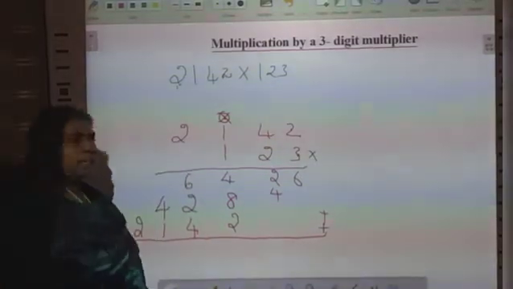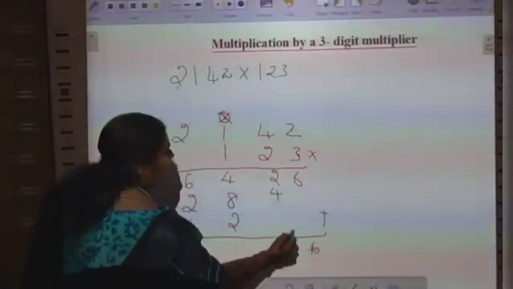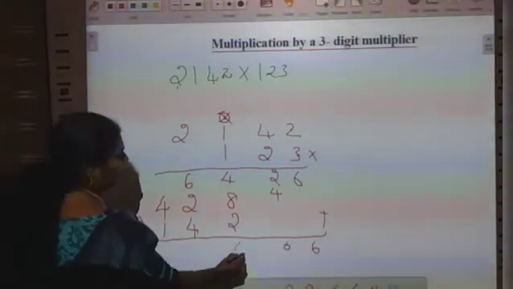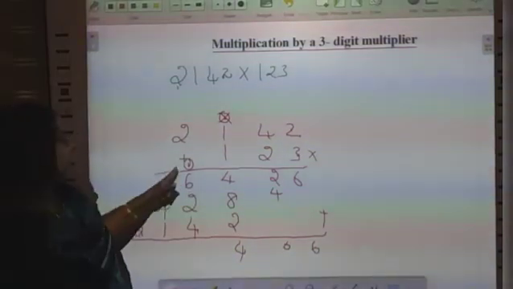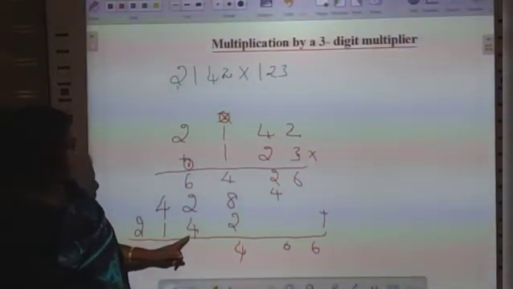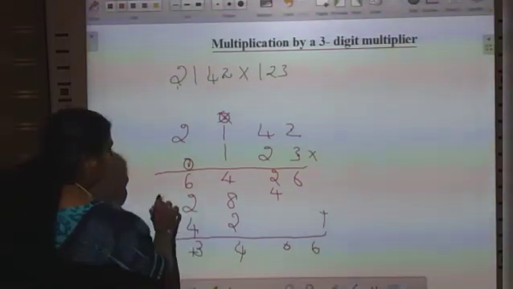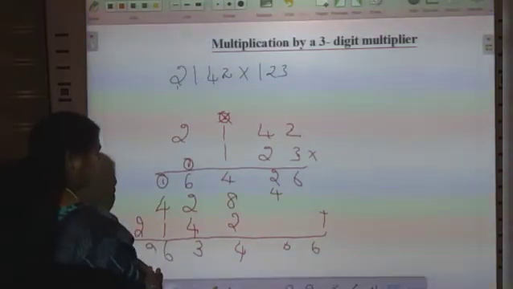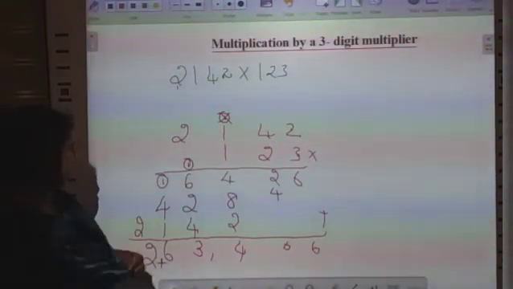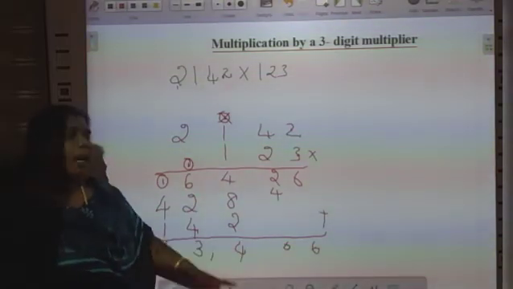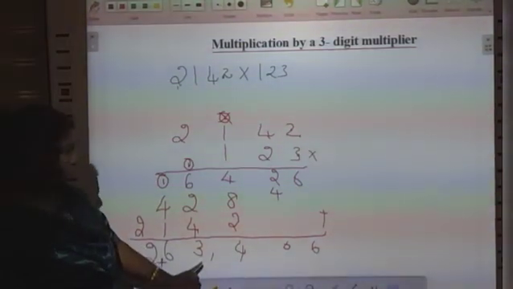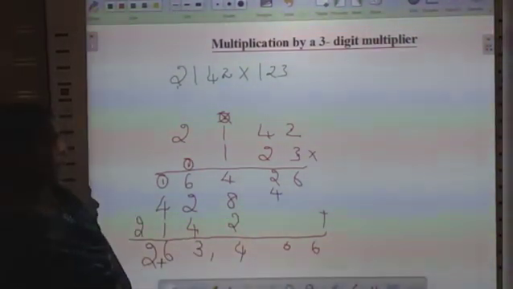So finally we are going to add the product value. Here 6. 2 plus 4 also 6. Then 8 plus 4, 12. 12 plus 2, 14. Then 1 carry over. Then 6 plus 1, 7. 7 plus 2, 9. 9 plus 4, how much? 13. That means 3, 1 carry over. Then 4 plus 1, 5. 5 plus 1, 6. Then 2. What is the answer here? Now the product is 2,63,466. 2,63,466, right? Yes.